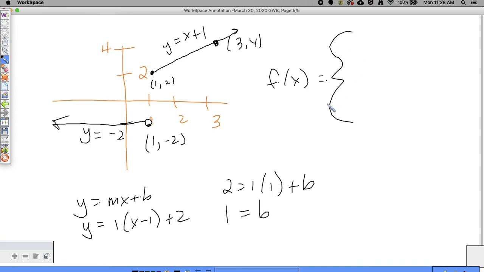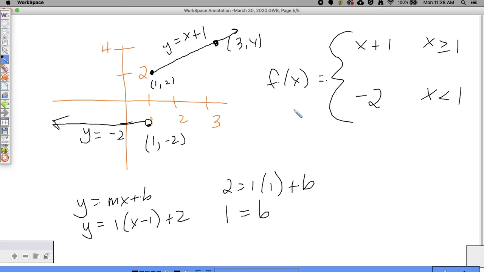So we do this, we make this pretty little bracket, and now we know we want this line right here, x plus 1. We put over here x plus 1, and that's when x is greater than or equal to 1. And then we want f of x to equal this horizontal line of negative 2 when x is less than 1. And that's what that open circle means, is that we're not including that 1. And remember, they can never be filled in at the same time.